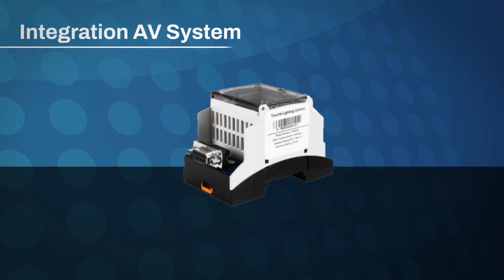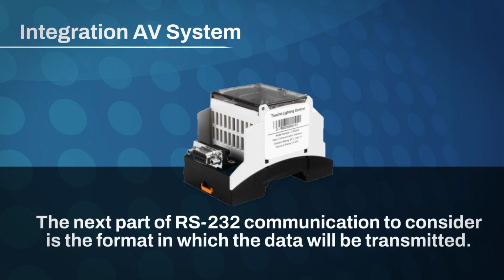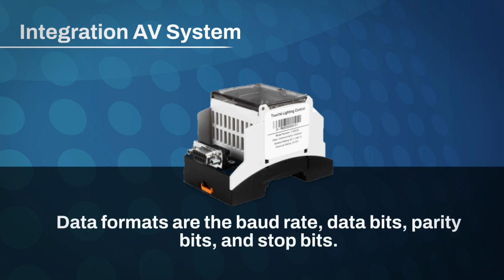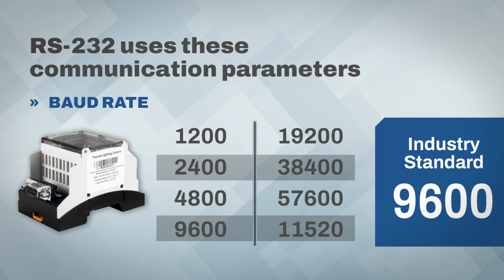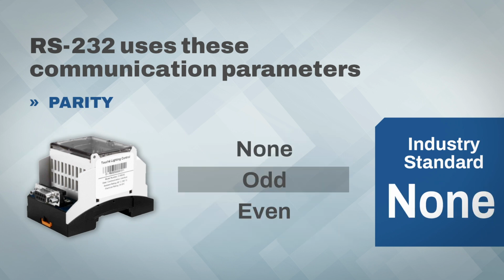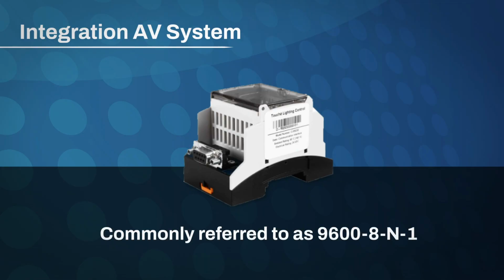With the string and delimiter defined, the next part of RS-232 communication to consider is the format in which the data is being transmitted. The core components of the data formats are the baud rate, data bits, parity bits, and stop bits. We won't go into detail of what each component means, but it is critical that the two communicating RS-232 devices have the same data format. There are several different configuration options for the components, such as using a 19200 baud rate versus a 9600 baud rate. But most of the industry has defaulted to the format of 9600 baud, 8 data bits, no parity, and 1 stop bit. This is commonly referred to as 9600 8 none 1.